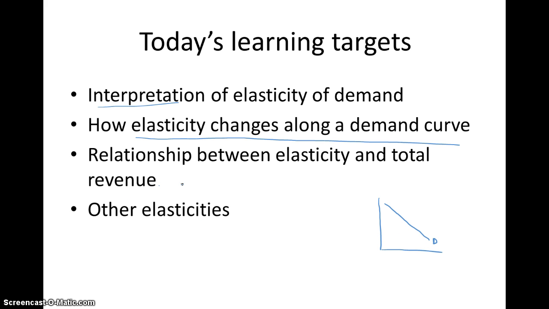This idea about what happens with revenue is a really key reason why we care about elasticity. If you think about a business, their total revenue is a simple equation. It's the price that they charge for their product times the quantity they sell. And businesses, unless you're in a perfectly competitive market, can set your price.